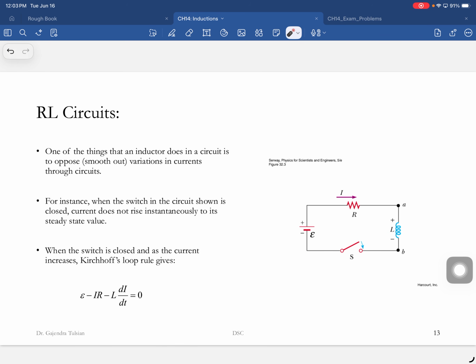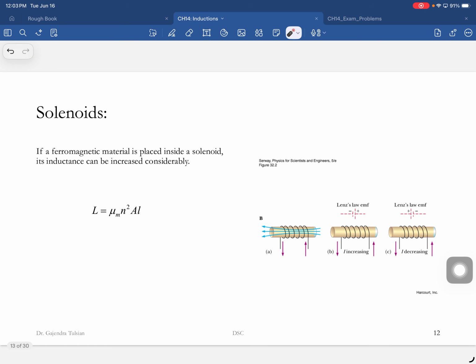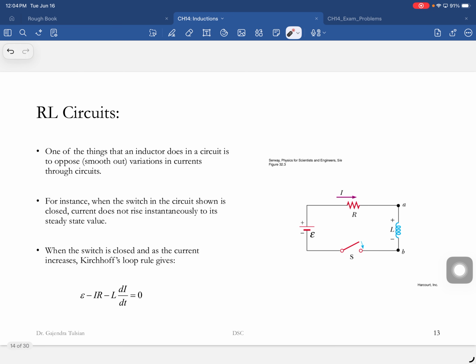All right, so you have learned about an inductor. This is a new electronic piece of equipment. Now you want to put it in a circuit and see what its behavior is. So here's the first thing we'll do. We'll consider the simplest circuit: we'll take a resistor and an inductor.